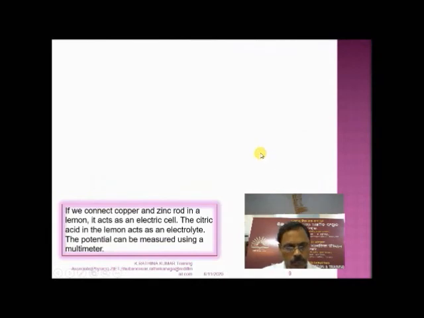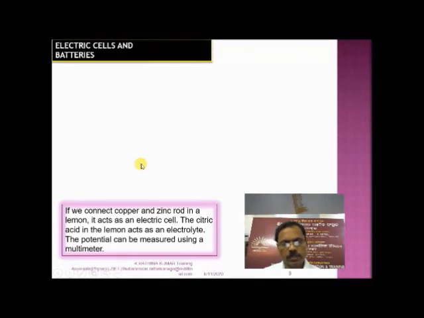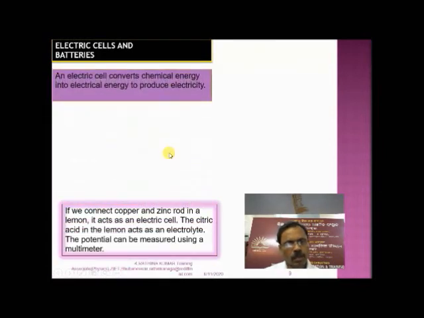Let's see the next one. If you connect a copper and a zinc rod in a lemon, it acts as an electrical cell. The citric acid in the lemon acts as an electrolyte. The potential can be measured using a multimeter. Naturally, the lemon can act as a battery. Electrical cells are batteries. An electric cell converts chemical energy into electrical energy to produce electricity.